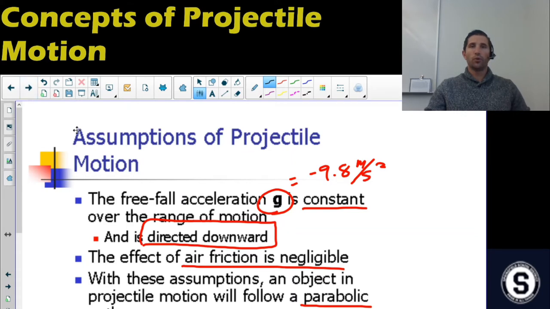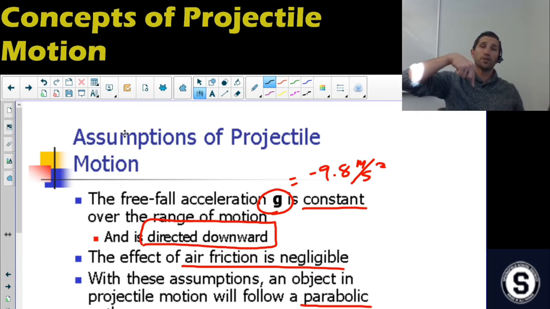Okay, so in order for us to understand projectile motion a little bit better, there's a couple of assumptions that we need to make. And the first one is that the acceleration is constant over the range of motion and directed downwards. We use the symbol g because we're talking about the acceleration due to gravity. Gravity is going to be pulling down on that object the entire time it flies through the air. And it's going to be pulling in a downwards direction with an amount of 9.8 meters per second squared. We learned about free fall before, so this shouldn't be anything new. Gravity's pulling down on this object and causes an acceleration in the downward direction of 9.8.